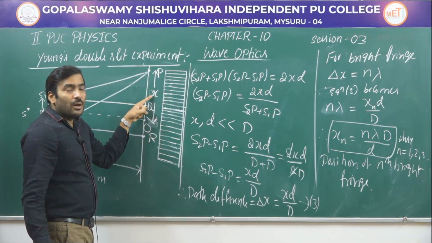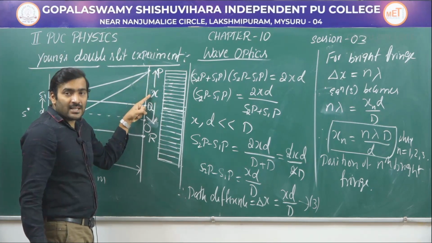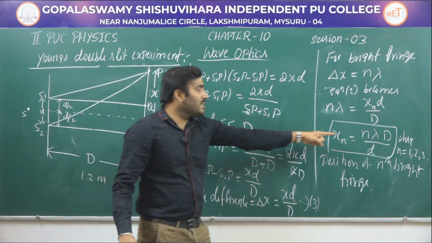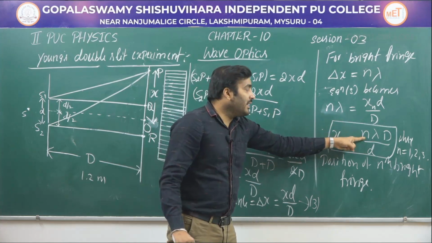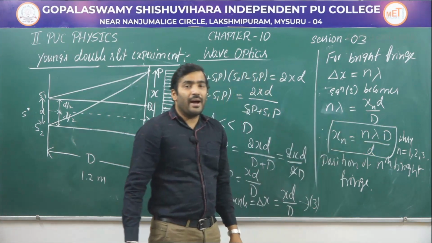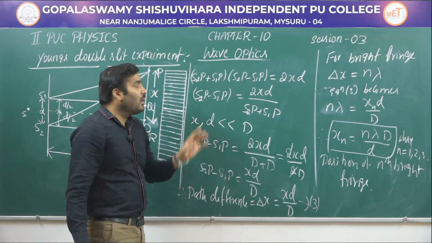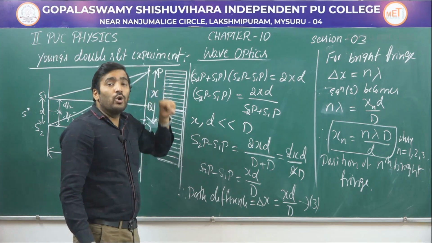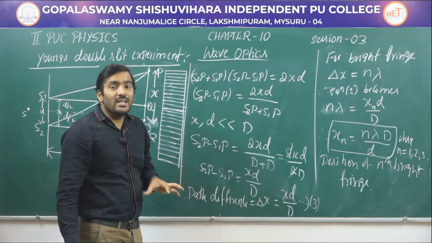So to obtain the bright fringes at the distance x, what is the condition? The condition is like this. We have to get the integral multiples of lambda D by d. There we obtain the bright fringes. Then how do you obtain the dark fringes? What is the condition for dark fringe?